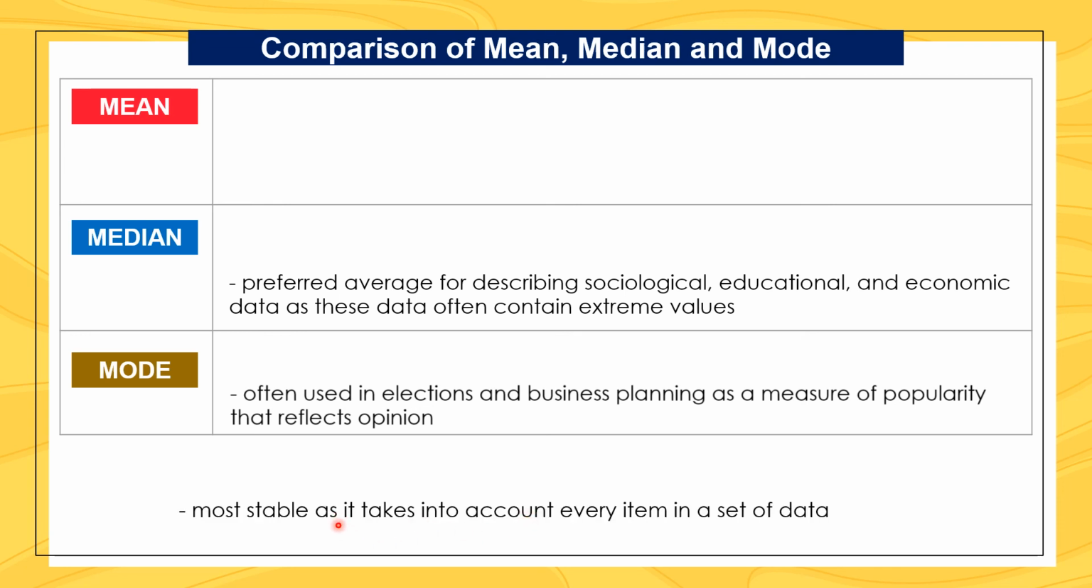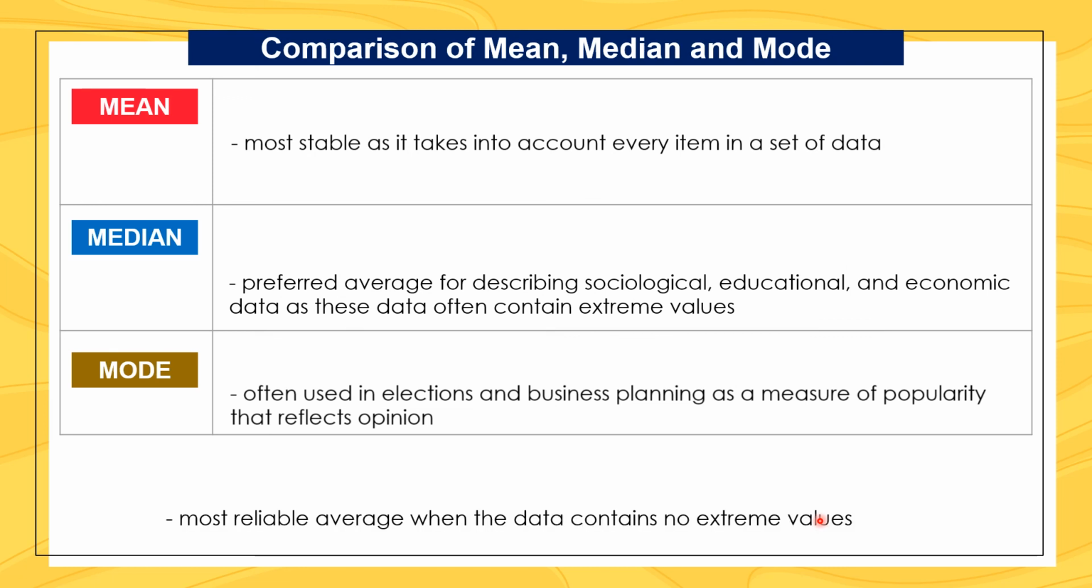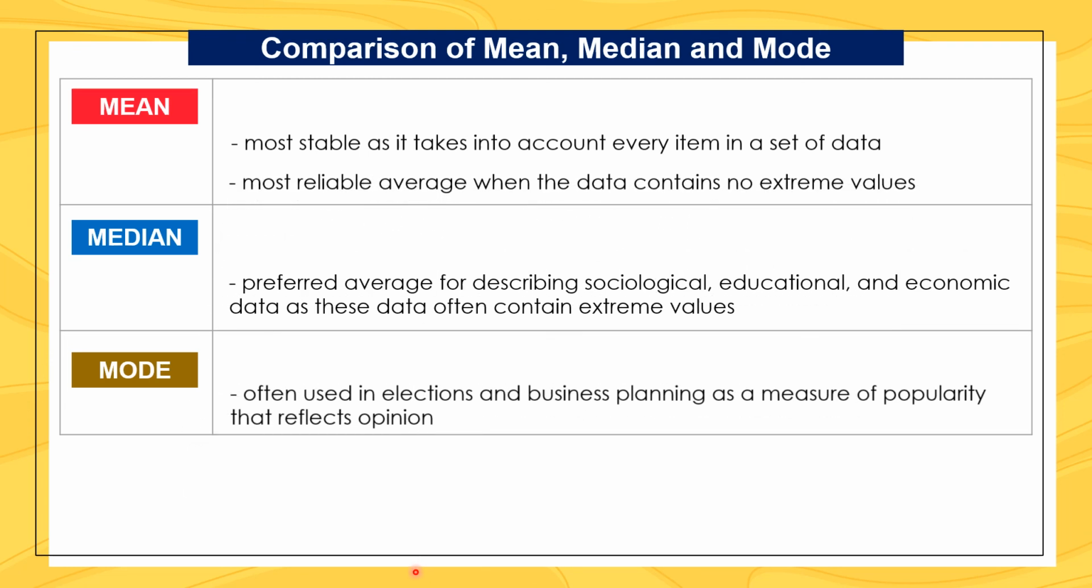Next, most stable as it takes into account every item in a set of data. Most stable. Take note, the word is most stable, and accounts every item in a set of data, meaning all the data are included in computing for it. That is your mean. Okay, great job. This is your mean. What about this? Next characteristic. Most reliable average when the data contains no extreme values. Take note of the term, no extreme values. And the most reliable average is, absolutely, for mean. Okay, take note, that is for mean.